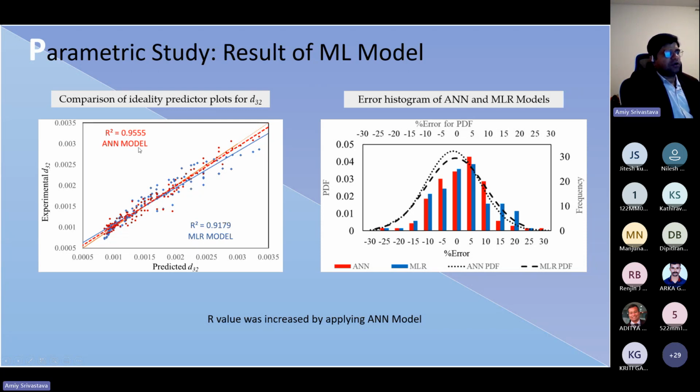So that's why we wanted to use machine learning. And then I made an error histogram of the ANN and MLR models also. You can see the ANN PDF is like this, so the distribution is not that scattered. But in the case of the MLR model, it is a little bit more scattered. So it looks like when we use ANN, some error was reduced. So that was kind of the result of the ML model in that study.